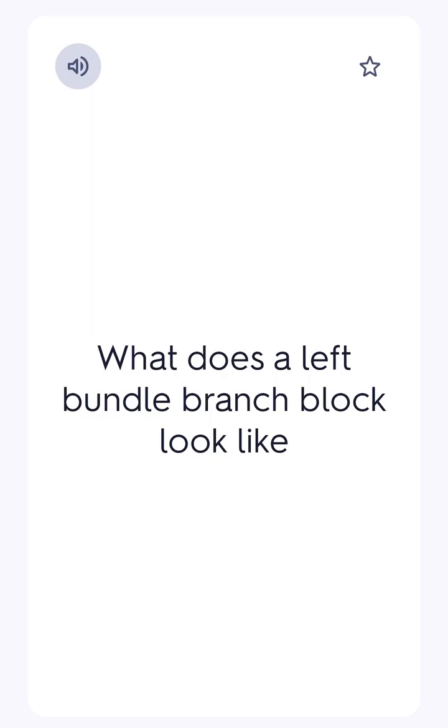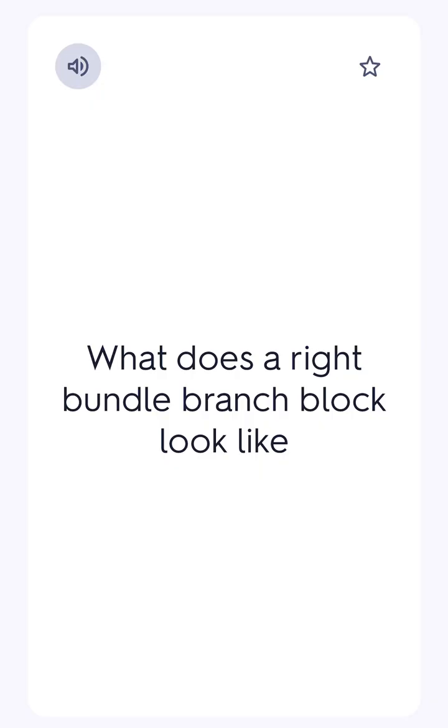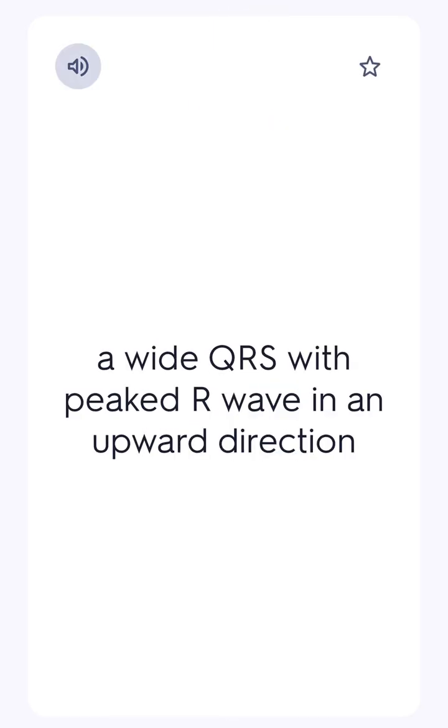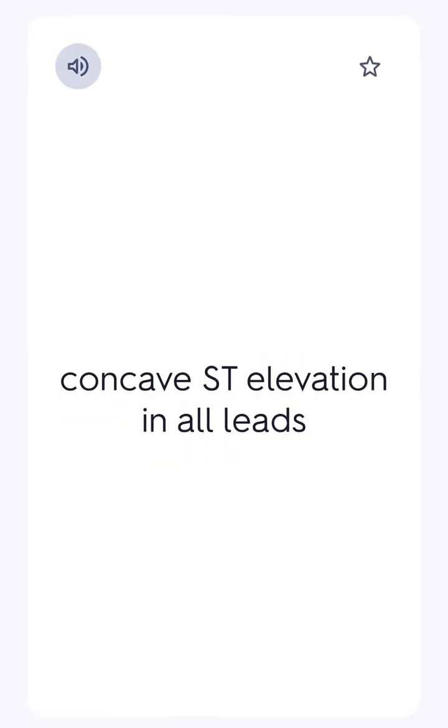What does a left bundle branch block look like? A wide QRS with a peaked R wave in a downward position. What does a right bundle branch block look like? A wide QRS with a peaked R wave in an upward direction. What does pericarditis look like on a 12 lead? Concave ST elevation in all leads.